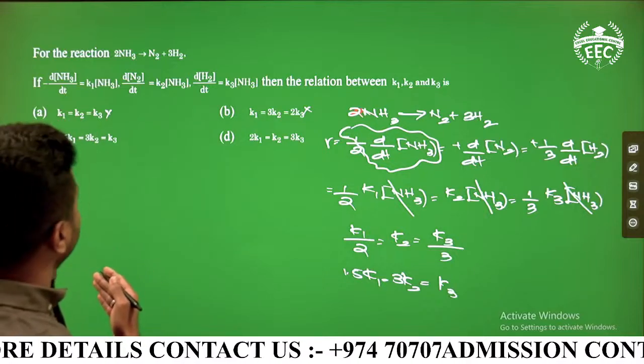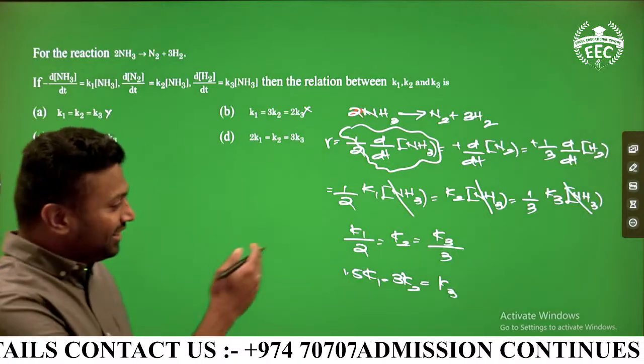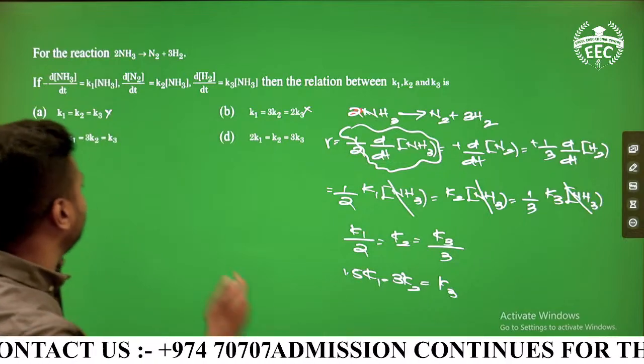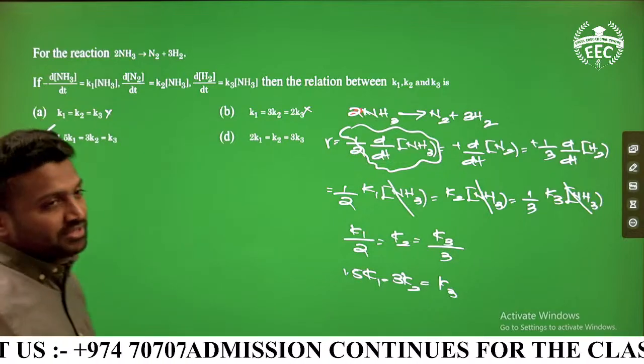It's option C, right? It's option C, not option D. 1.5 K1 equals 3 K2 plus K3, which means go with option C. For the first question, C is the right answer.